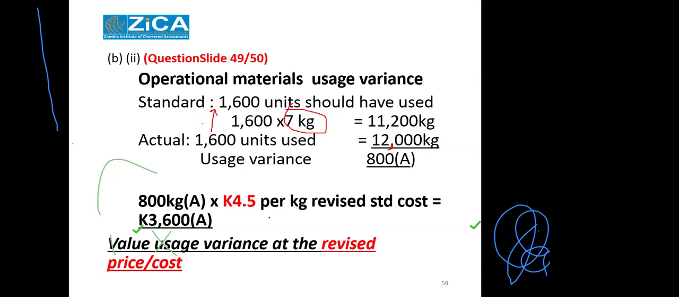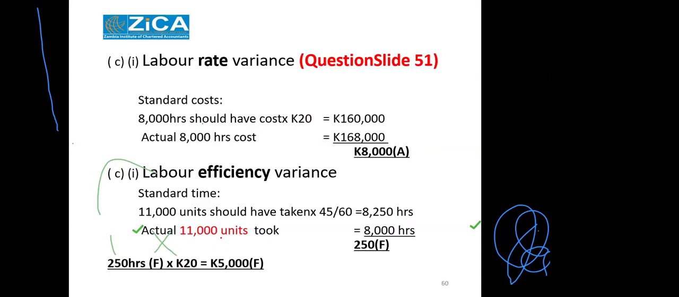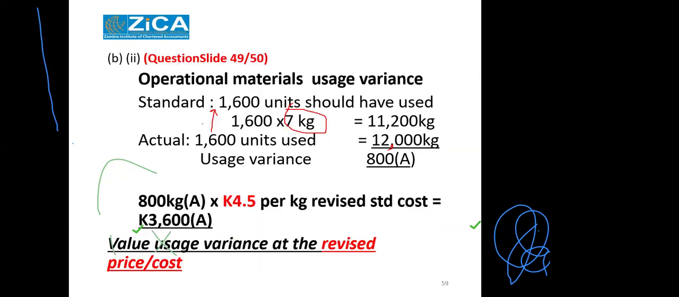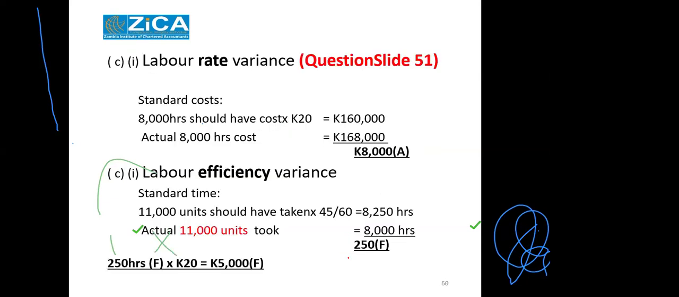And then you value it at the revised. Again, if we go back to the concepts there, in planning and operational variances, you value these variances at the revised. So we have used 4.5 and not 4.1. 4.5 revised, giving us a cost of 3,600 adverse. And put there: value usage variances at the revised. So get the concepts. Okay, next. The next variances are basic variances.